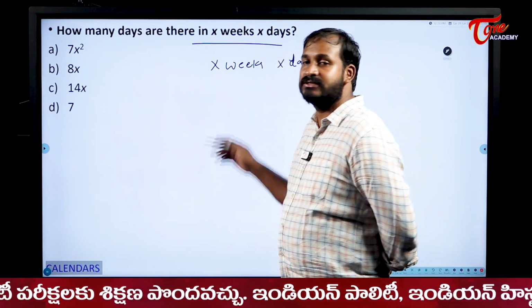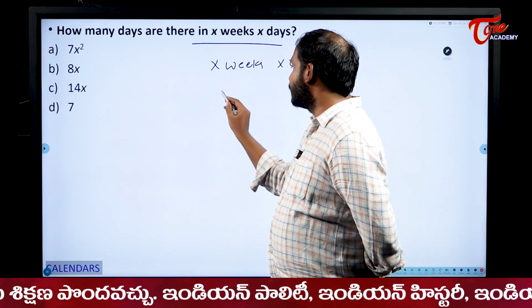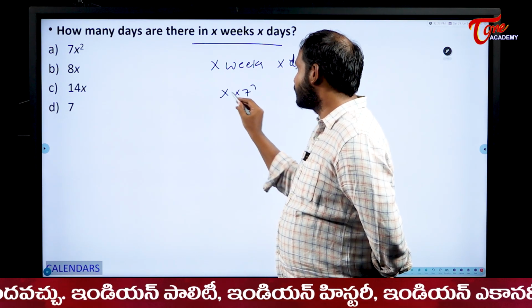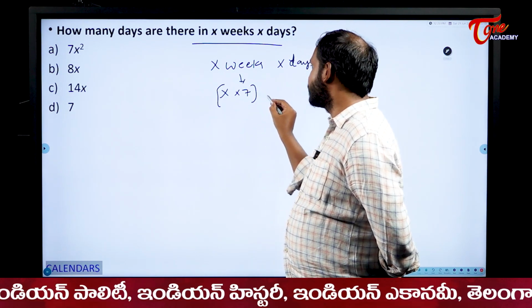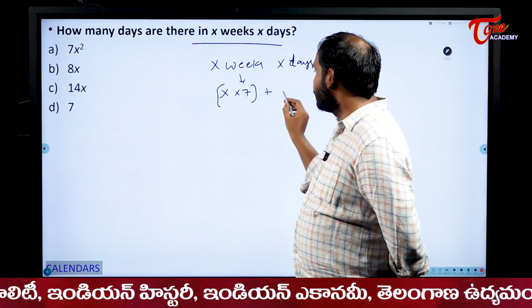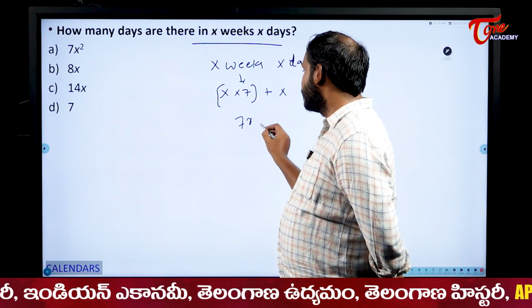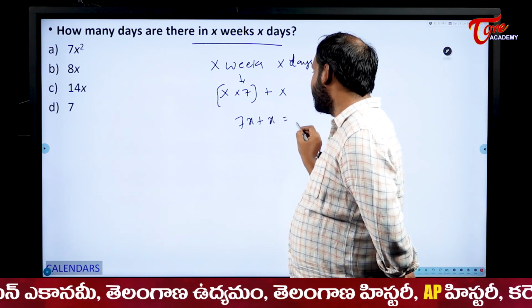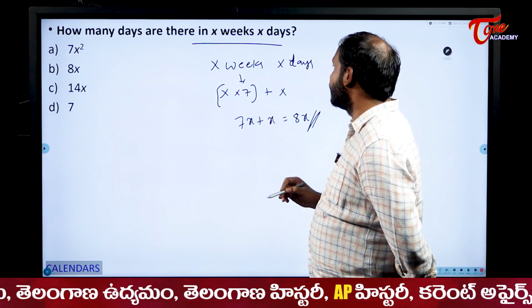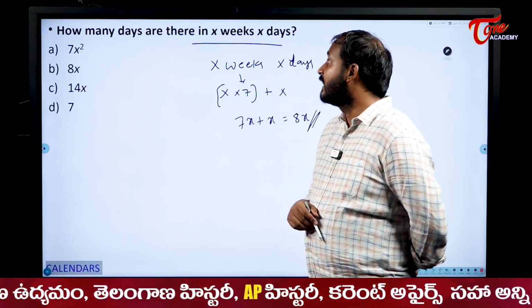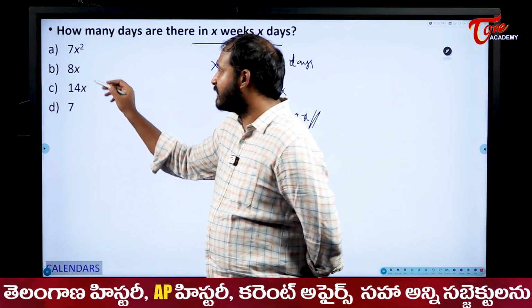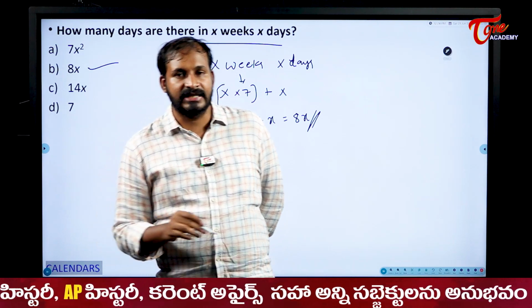Similarly, for X weeks, how many days will we have? X into 7 days. For X weeks, we will have X into 7 days. Plus X weeks, X days, right? Plus X. X into 7 becomes 7x. Plus x, it will become 8x. So how many days are there in X weeks and X days? Our answer here becomes 8x.